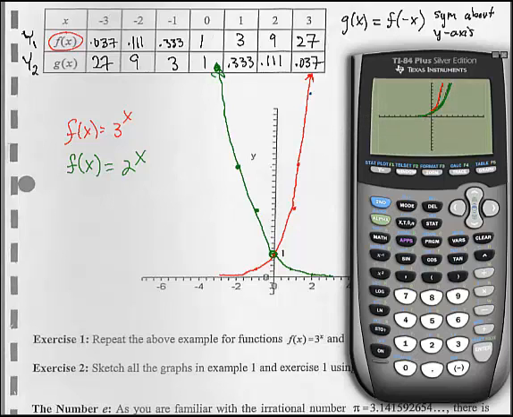Okay, so that should give you some idea as to what happens to the functions when the bases change. If we increase the base and we have positive x as our exponent, then when the function starts to increase, it gets a lot steeper quicker.